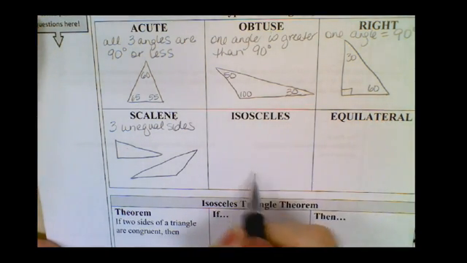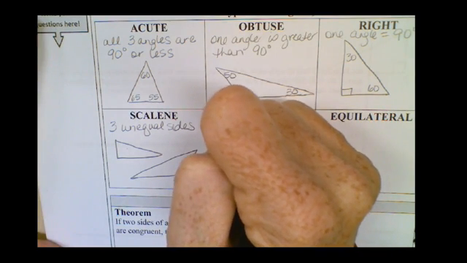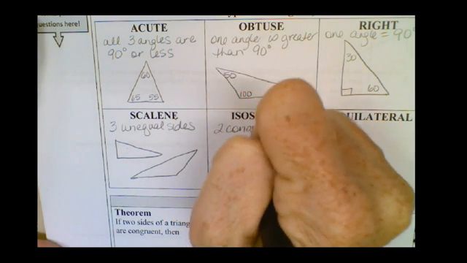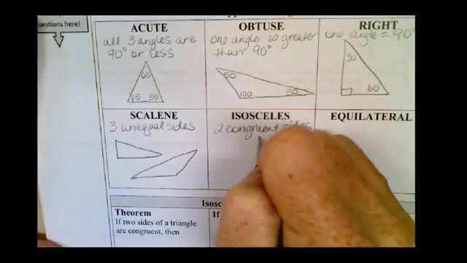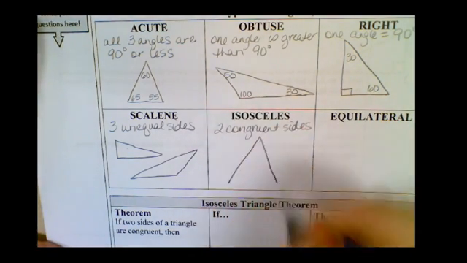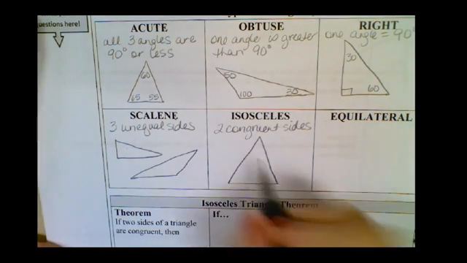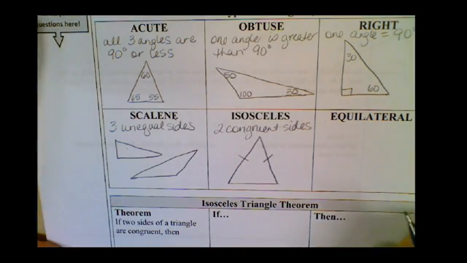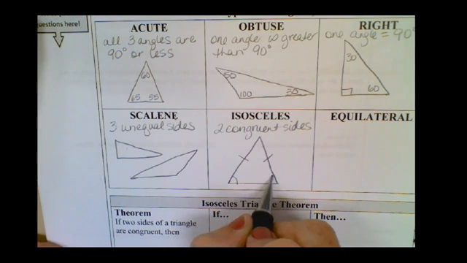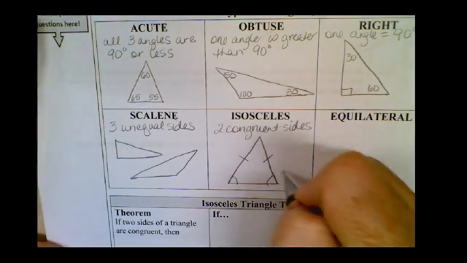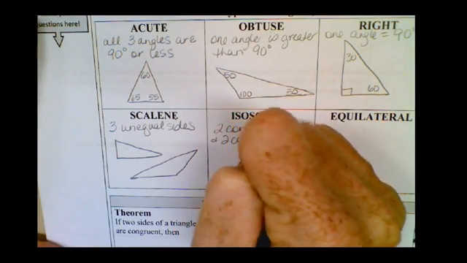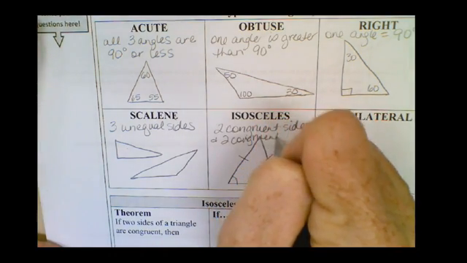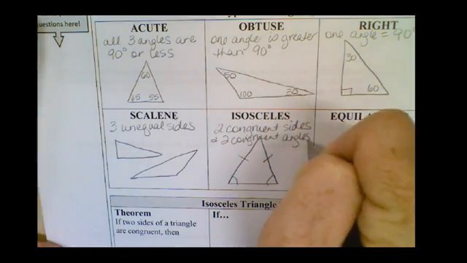An isosceles triangle happens when it has 2 congruent sides, meaning 2 sides are the same length. And we show those lengths by a little notch like that. And also, these 2 angles that are directly across from the congruent sides will also be the same. So 2 congruent sides and 2 congruent angles. Okay.